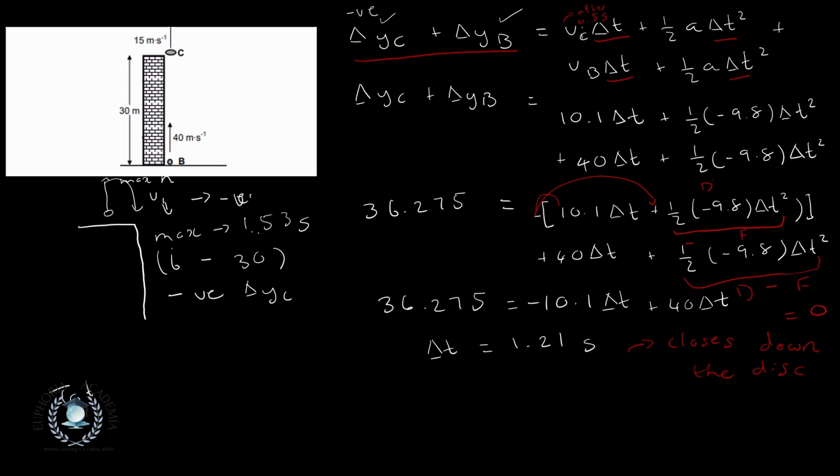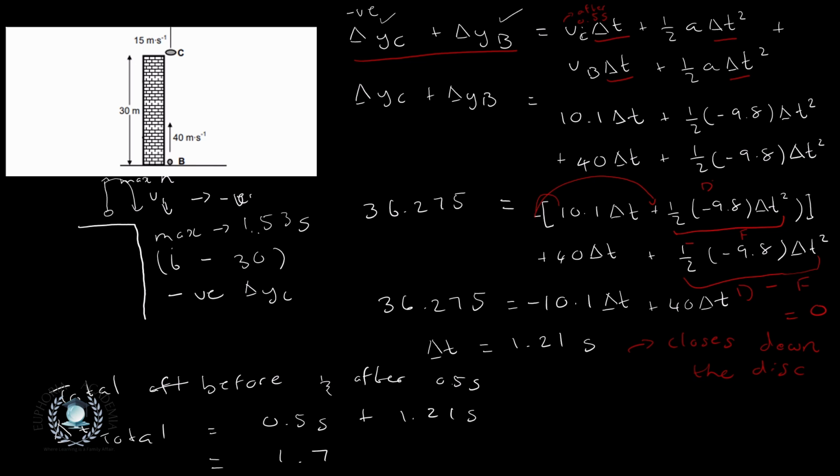So the total time takes into account the before and after 0.5 seconds. So the actual total time, so our delta t total is actually the 0.5 seconds that we have to wait for ball B to be shot up, plus our 1.21 seconds which it takes to reach the C, and our total time is 1.71 seconds.